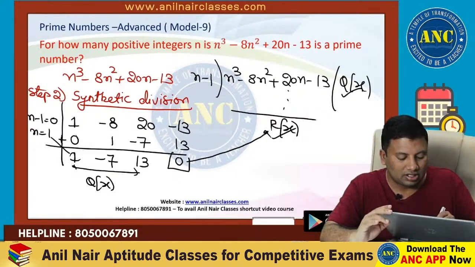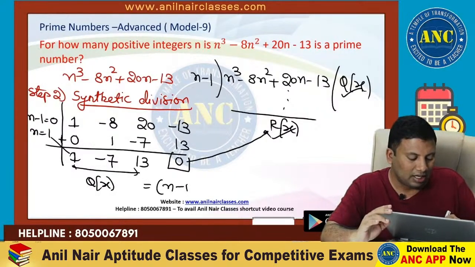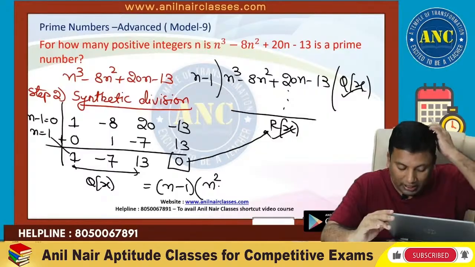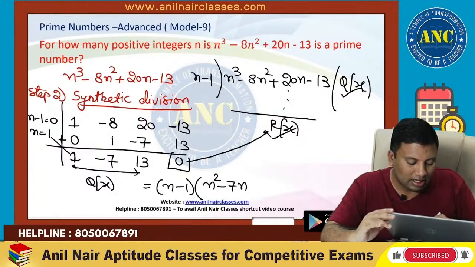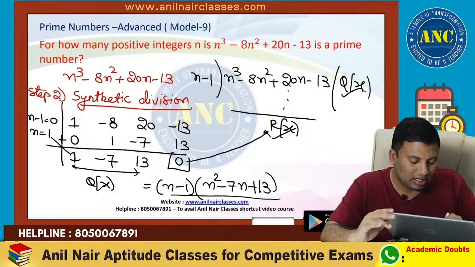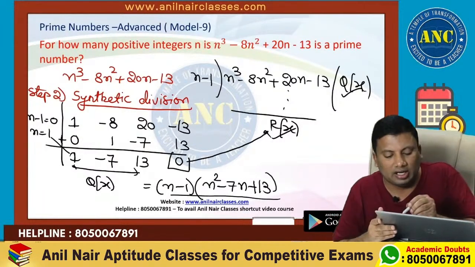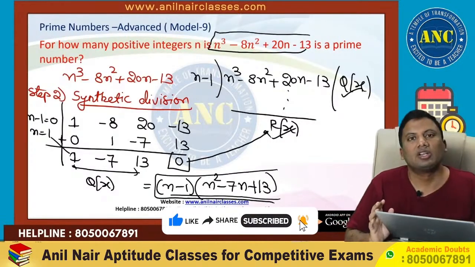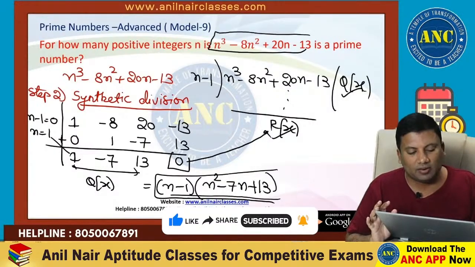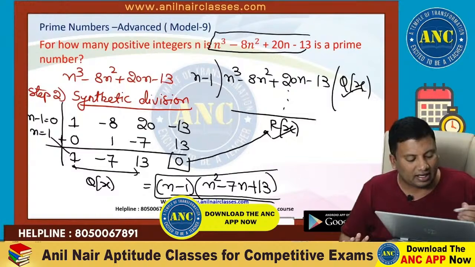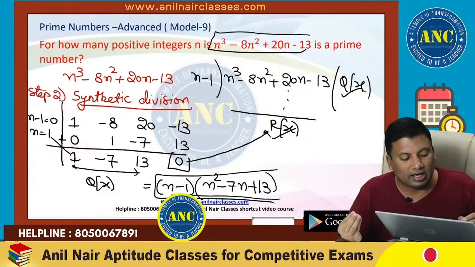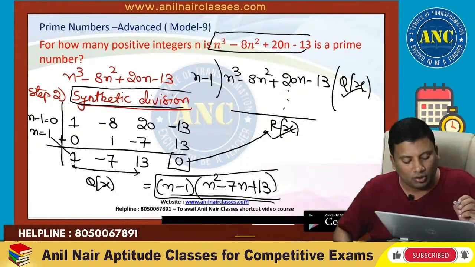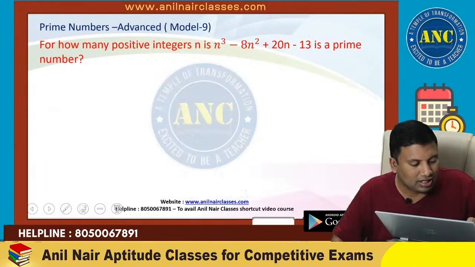That means this entire expression is n minus 1 times a quadratic: cubic divided by linear leaves quadratic. The quadratic is n square minus 7n plus 13. I hope it is clear how the cubic is converted into linear into quadratic. Sum of the coefficients in P of x is 0, so n minus 1 is a factor. Synthetic division helps us in determining the quotient as well as the remainder. Now see here.